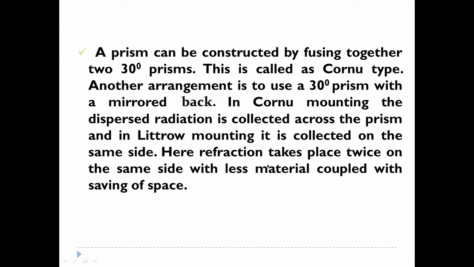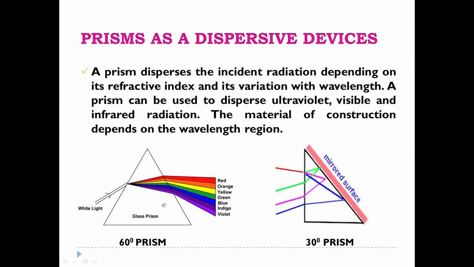So, here refraction takes place twice on the same side with less material. I save the material as well as the space. Why? Because if I use a 60° prism, I have to put a slit on the other side of the prism, whereas if I use a 30° prism, to collect the reflected light I have to put the slit on this side only. That means the instrument becomes very small compared to a 60° prism. That is the advantage of the prism.